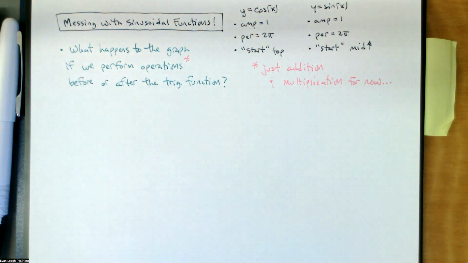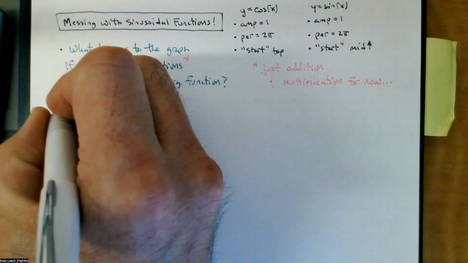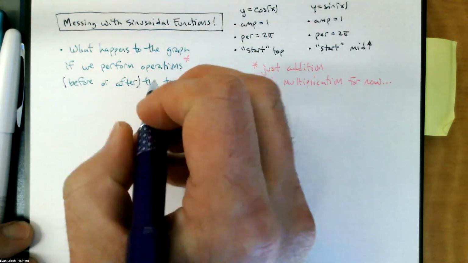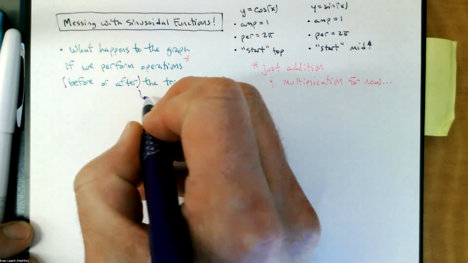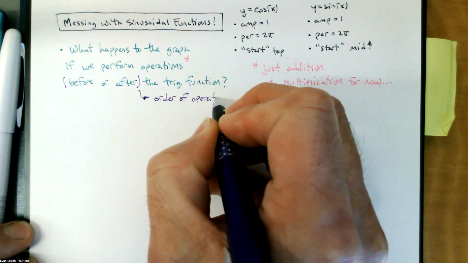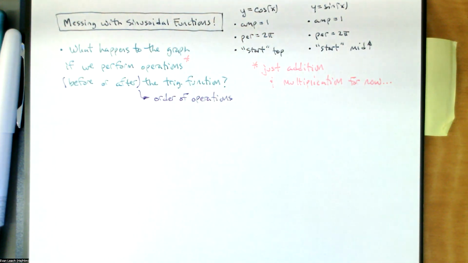But once we get an idea of what's going on, we're going to want to know if we perform other operations either before or after the function. So what do we mean by before or after the function? This is thinking in terms of order of operations. Do we add, then do the trig function, or do we do the trig function and then add?